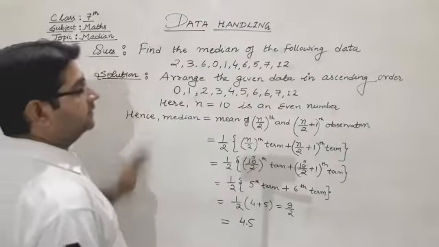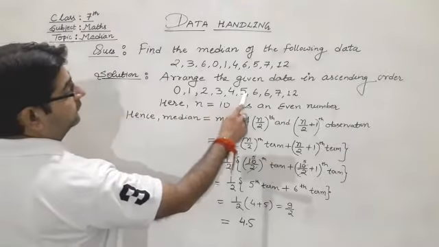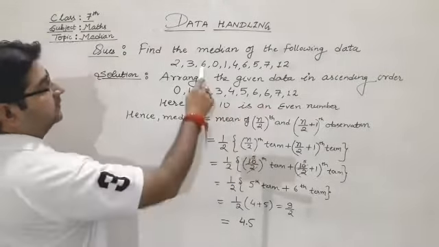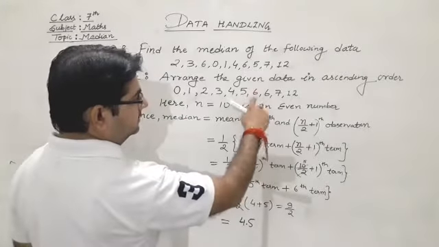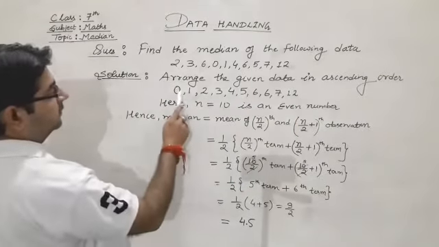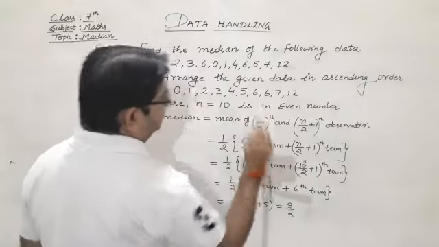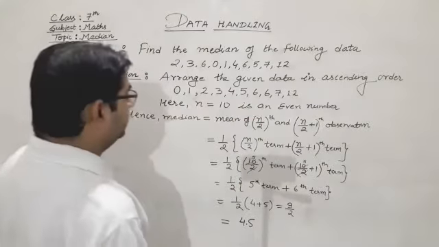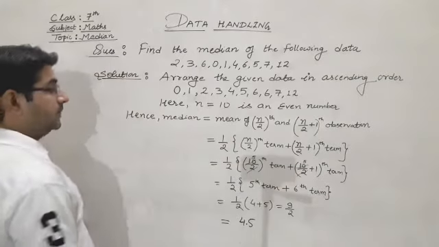Now we arrange the given data in ascending order. We get 0, 1, 2, 3, 4, 5, 6, 6, because there are two 6s here, so you put both 6s together, 6, 6, 7, 12. Now on counting the numbers, that is 1, 2, 3, 4, 5, 6, 7, 8, 9, 10, there are 10 numbers. Here n equals 10, which is an even number.